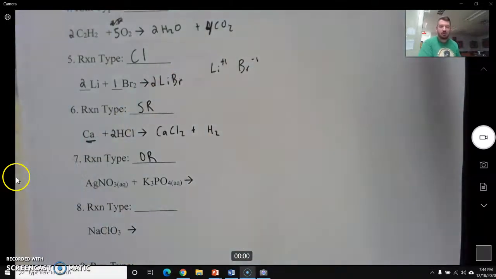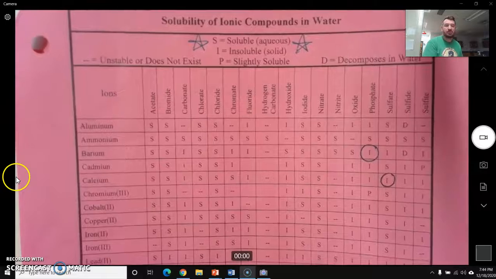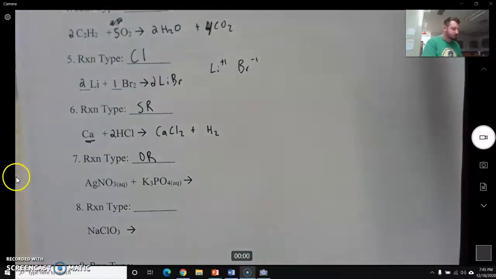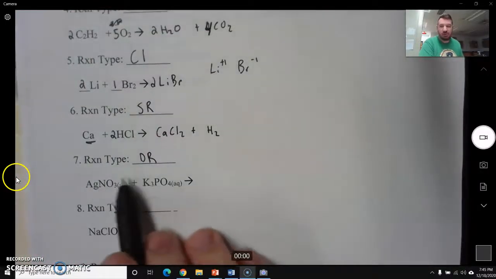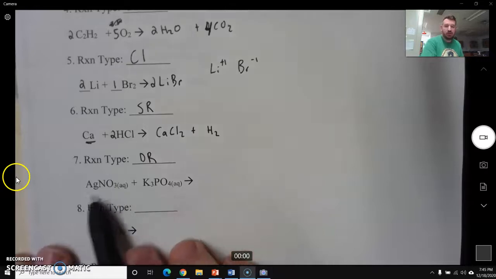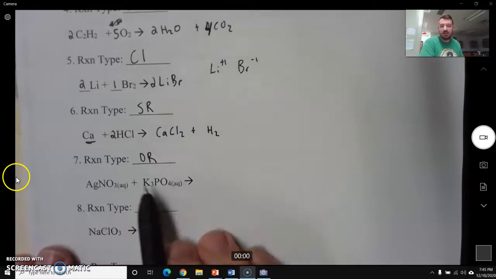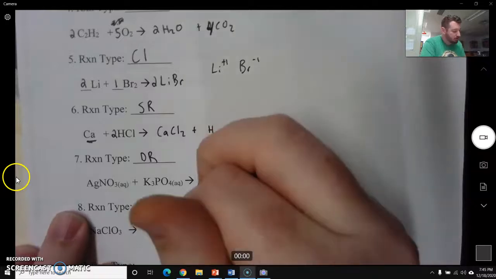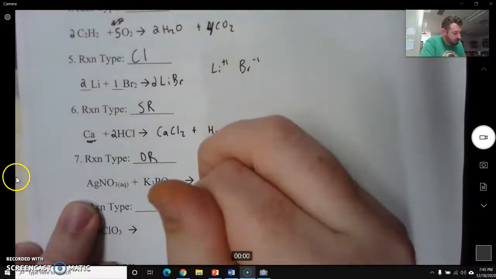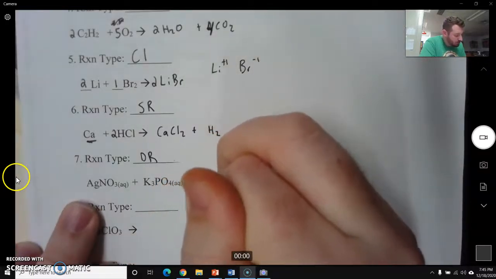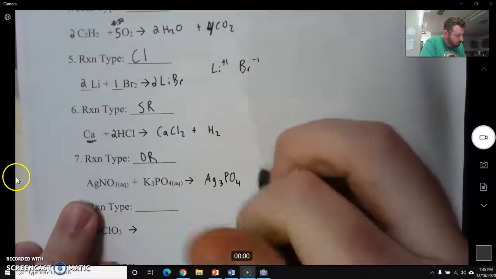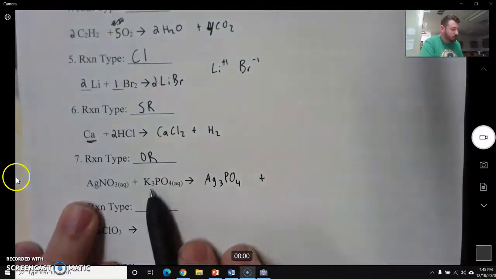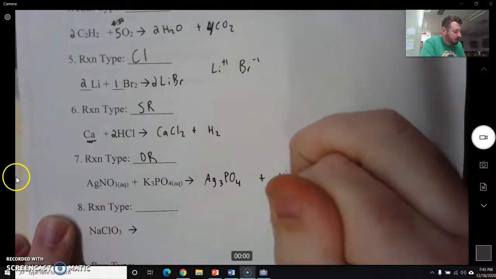All right, so double replacement reaction means that I'm going to be using my solubility table. So my pink predicting products cheat sheet, I will be using my solubility table. And we're going to be swapping our partners. So we're going to do our outers together and our inners together to get 2 new ionic compounds. So we'll end up with silver phosphate, which would be Ag3PO4, plus potassium nitrate, which is just KNO3.